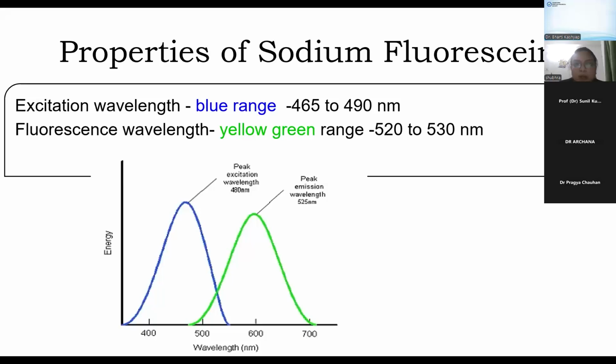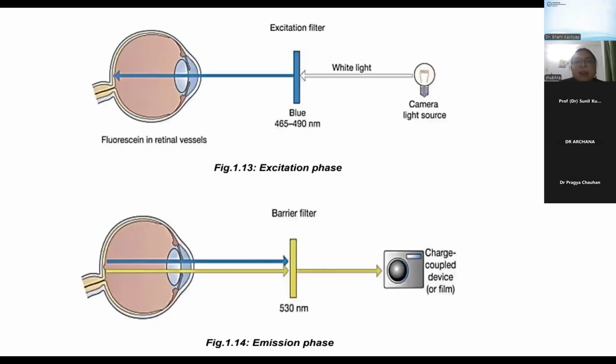So what is the property of sodium fluorescein? The excitation wavelength is the blue range, that is 465 nanometer, and the emission wavelength is the yellow-green. Basically, what this means is from the camera light source, white light goes. So we have a filter. This filter filters out all the light except blue light. So the blue light goes to the eye.